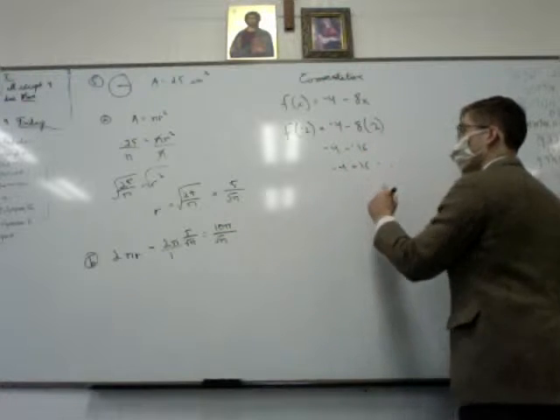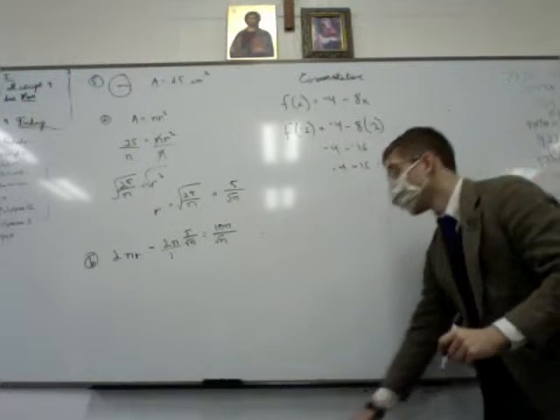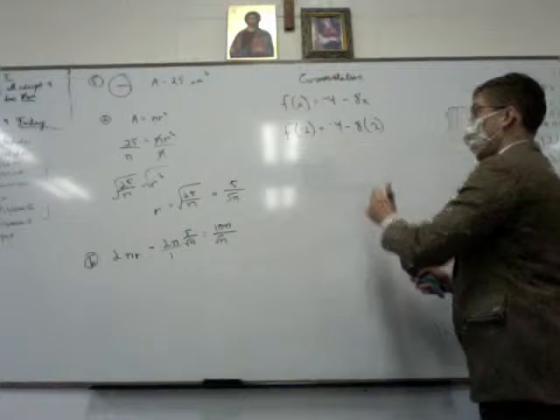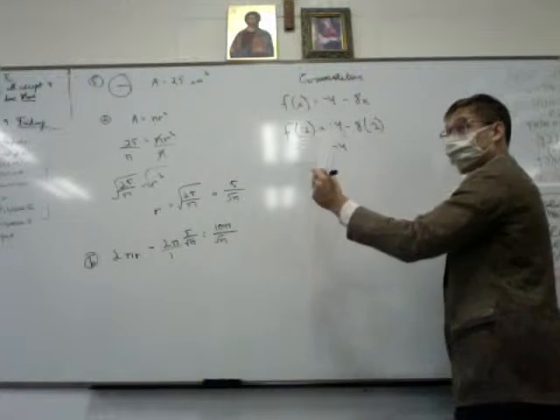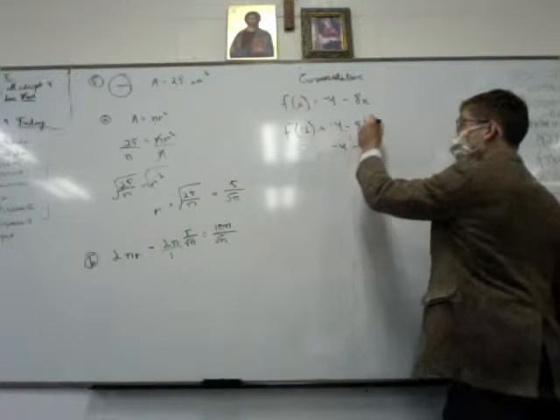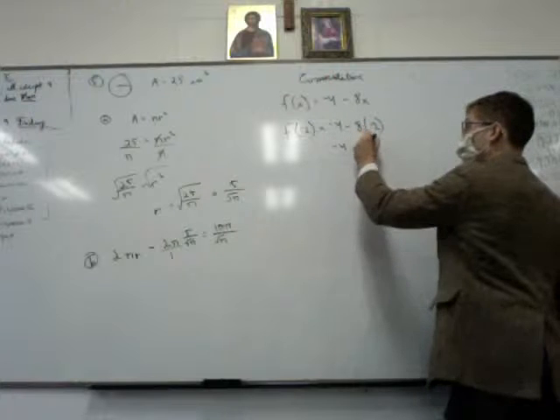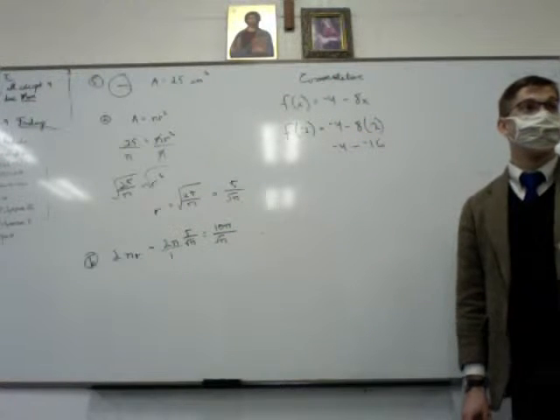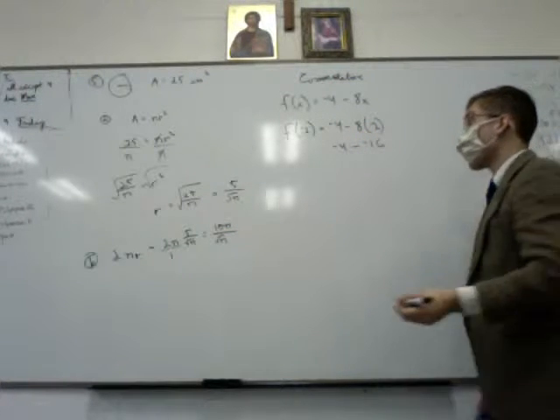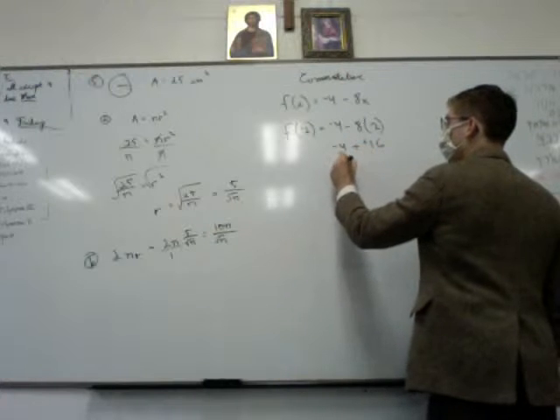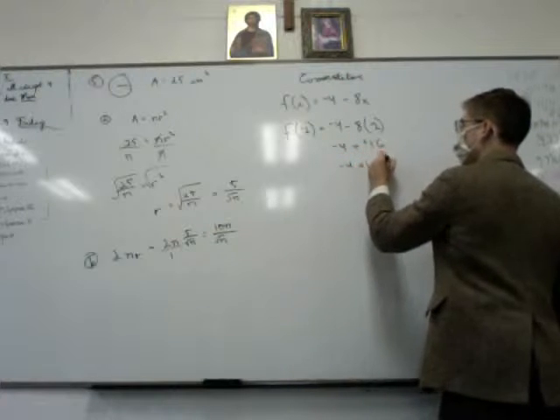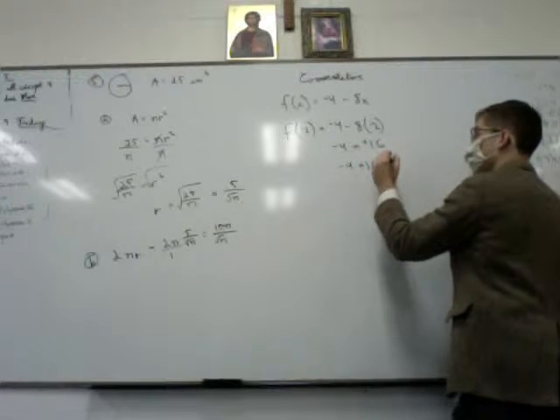Wait, what? Why would you do that? Okay, so -4 minus, what's 8 times -2? -16. -4 minus -16. Then you change it to plus, these two cancel out. -4 plus 16 is what? 12.